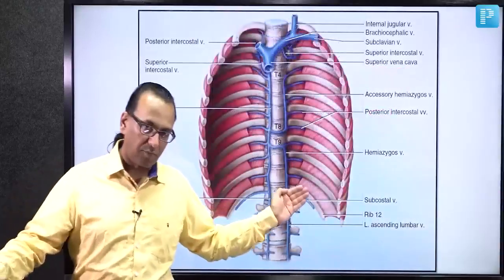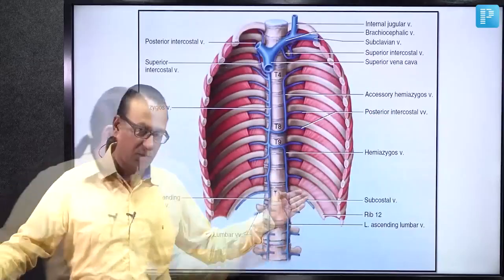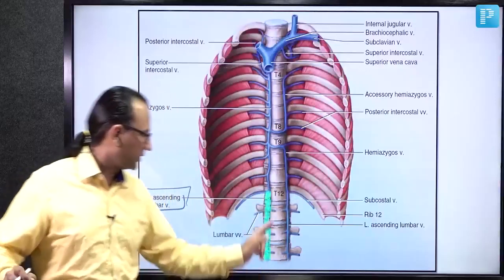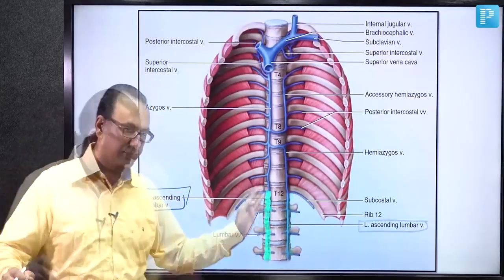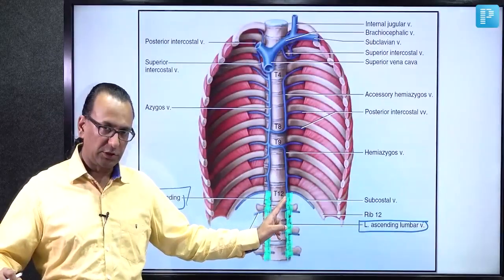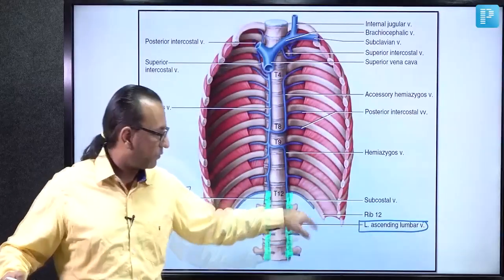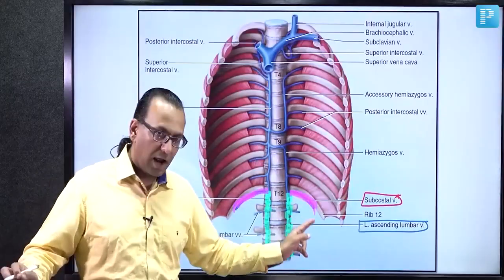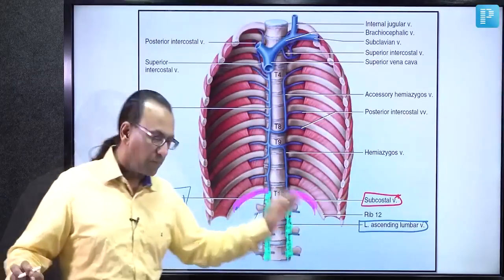Understand that there are some veins in the abdomen region called ascending lumbar veins on the lumbar vertebra. This is the right ascending lumbar vein and this is the left ascending lumbar vein. As they reach the thorax region, the 12th rib level, there is a subcostal vein on either side joining them under the 12th rib, and together they will form the azygous venous system.